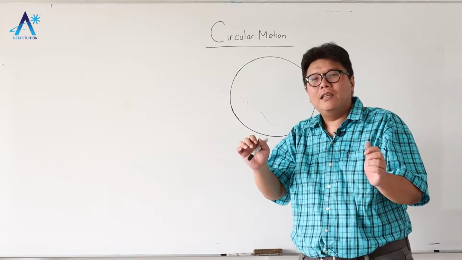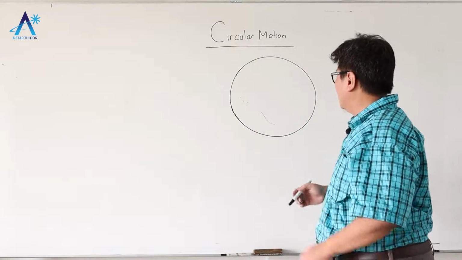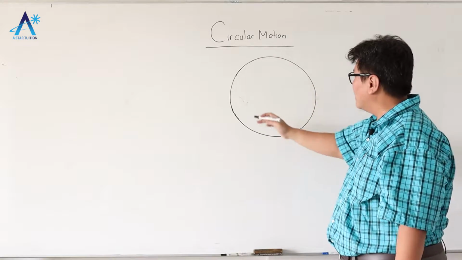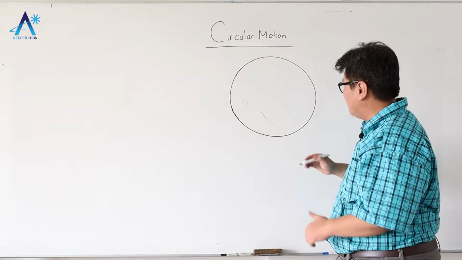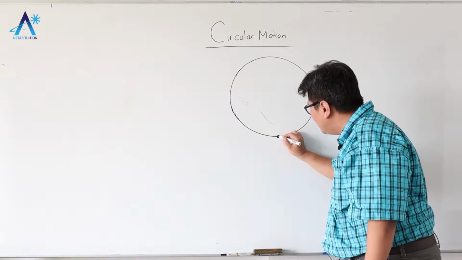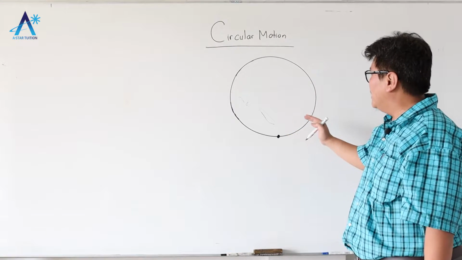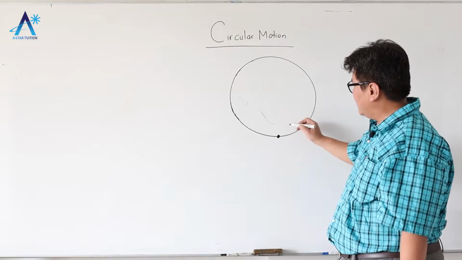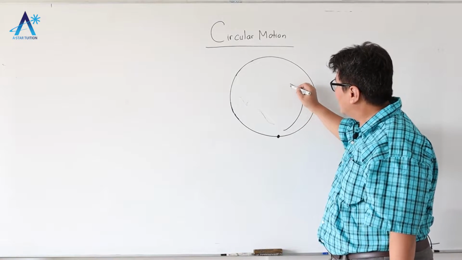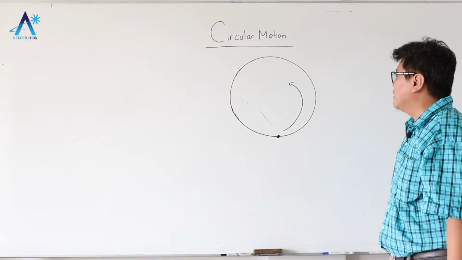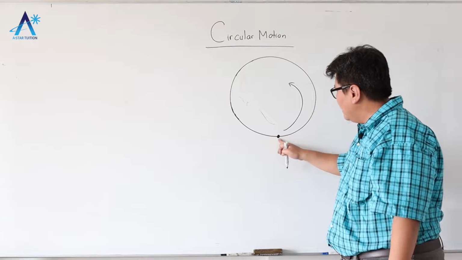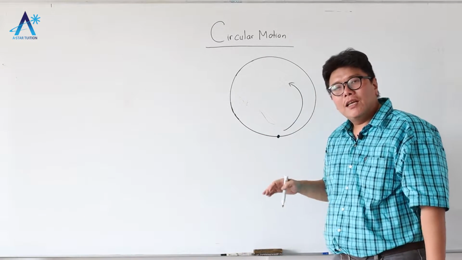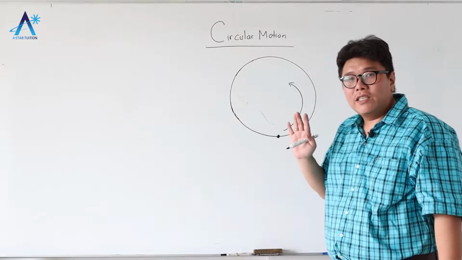Now, imagine that a particle is moving in a circular path. It follows a circle and it can move either clockwise or counterclockwise. Let's just make it, in this case, counterclockwise. So you can see that the particle is moving from this point to that point, and you can see that the velocity is always changing.